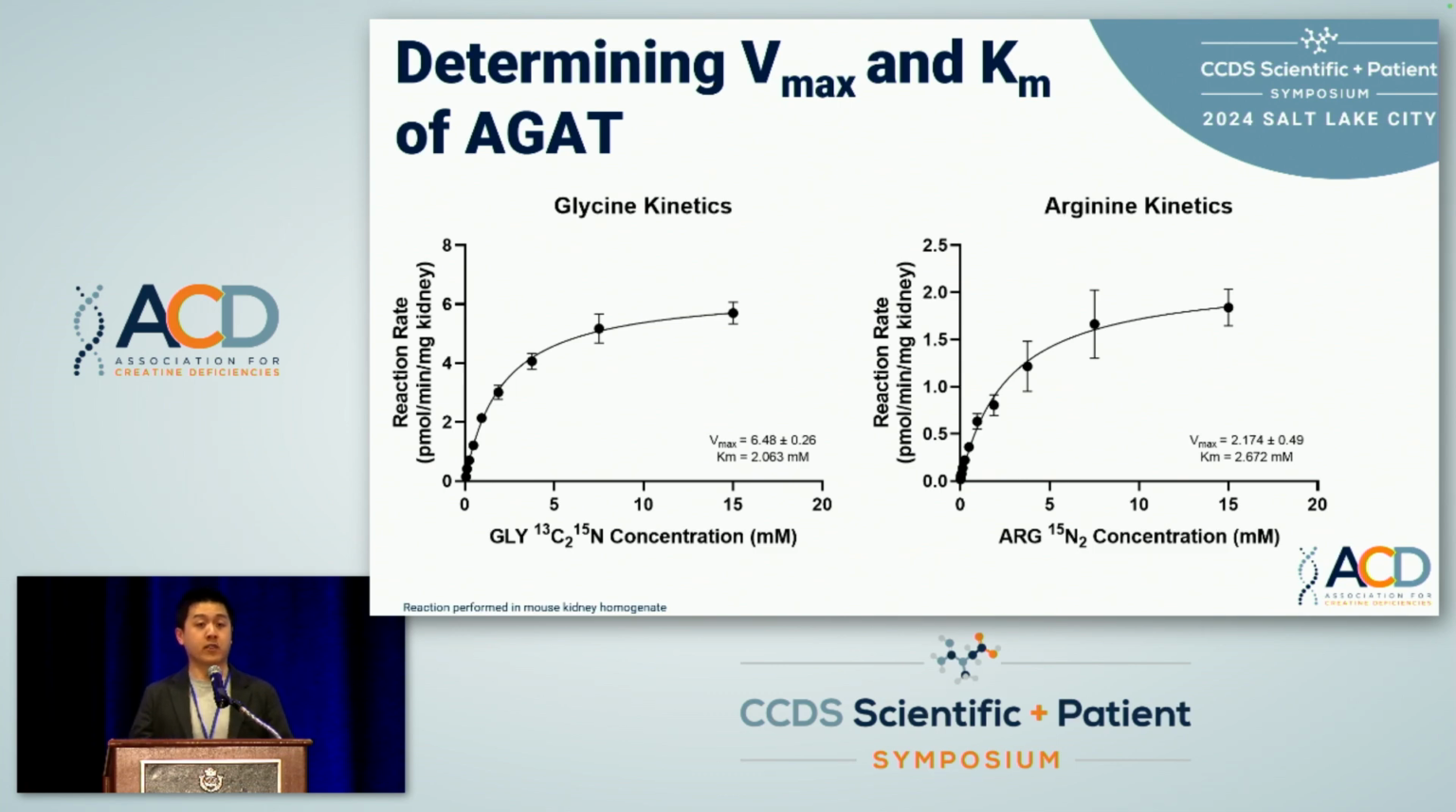And we do the same thing for arginine. We can also calculate its kinetics, giving us a Km of 2.6 and a Vmax of 2. While there isn't any data in the literature regarding kinetics of AGAT in mouse tissues, the data we've obtained here is quite similar to that obtained for AGAT in humans and rats. So this gives us some degree of confidence that our results are in fact accurate.